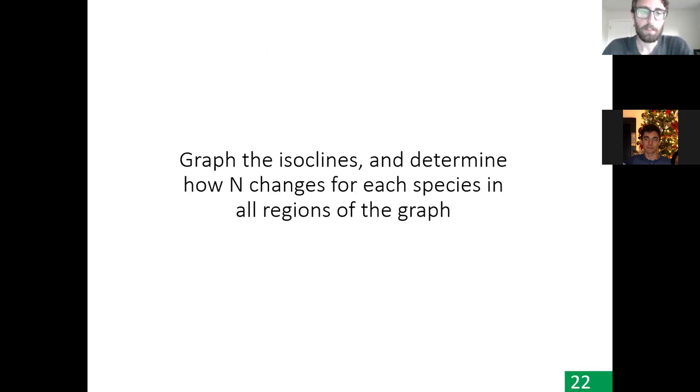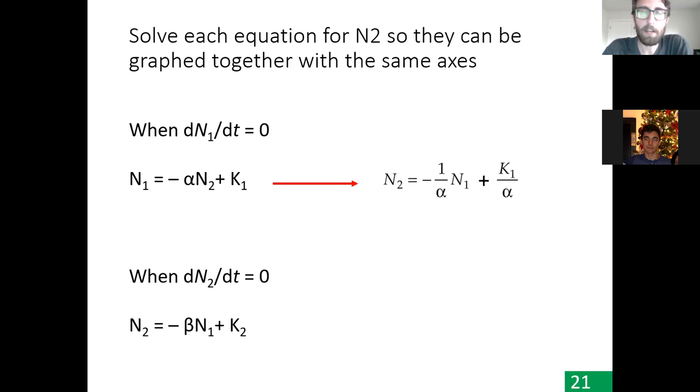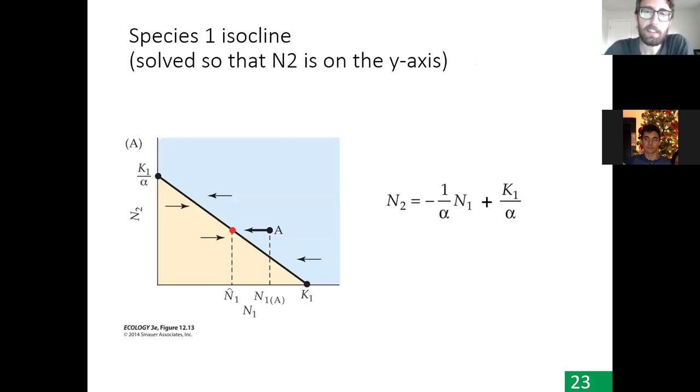So finally we can graph the isoclines and determine how the population size for each species changes in all regions of the graph. As I mentioned, both of these are lines. Both of them have a negative slope, so they're both going to be lines with a negative slope on a coordinate plane. And we're going to end up seeing slight differences based on these x and y intercepts. So here's a generalized look at what species 1's isocline should look like, solved so that N2 is on the y-axis. Here's the modified isocline for species 1, solved for species 2 values so that it's the y-axis.